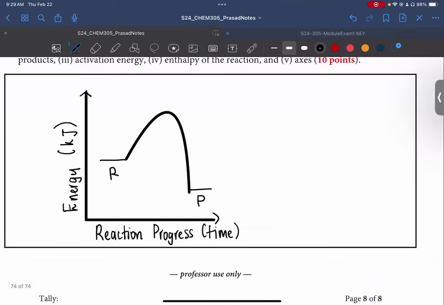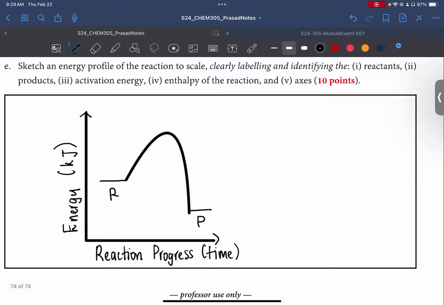All right. Let's see if there's anything else the question would like me to label. I'm going to fill in the reactants and products. It's at the end. Reactants, products, activation energy. Okay, we know that the activation energy is a difference in energy between the highest point and the reactants. So we can just label this as activation energy.